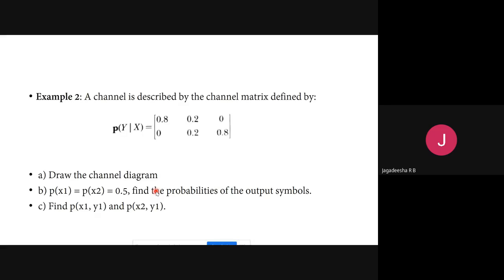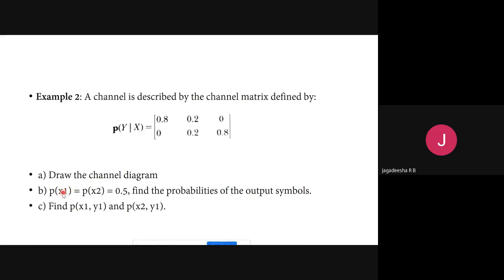Now I'll move on to the second example. The second example is something similar to the discussions we did in the previous slides, but there may be some differences, so we will revisit that again. In this case, we are provided with a channel matrix. The question is, draw the channel diagram. It's a reverse, right? Compared to the previous example where the channel was given and we needed to write the channel matrix, now the channel matrix is given. We need to find out how the channel will be. I mean, we need to draw the channel diagram.